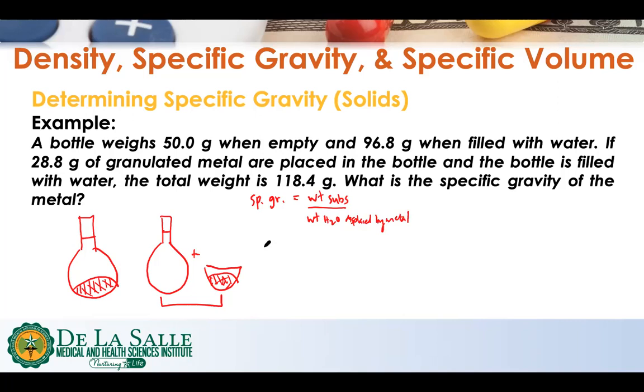So, first, we need to determine the weight of water that fills the bottle. And we can get that by subtracting 50 grams, which is the tare weight of the bottle, from 96.8 grams, the weight of the bottle when filled with water. And this is equal to 46.8 grams. This is the weight of water that fills the bottle.